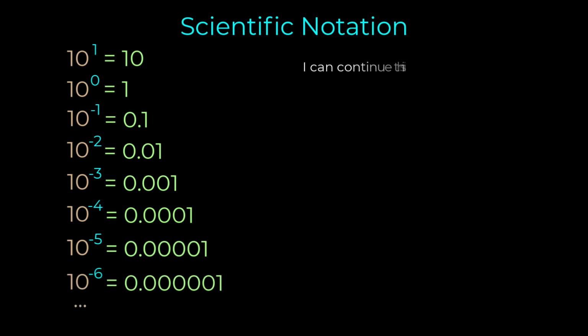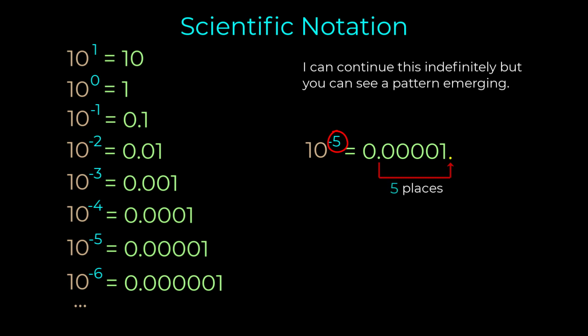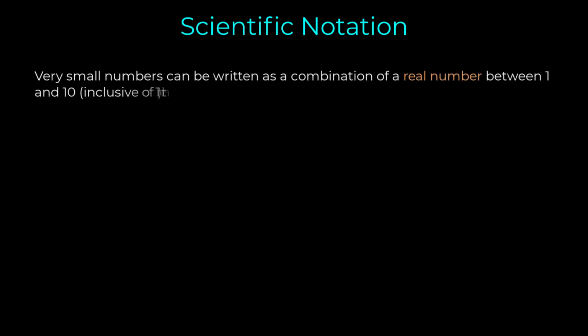I can continue this indefinitely, but you can see a pattern emerging. The negative exponent of 10 is the number of places you would have to move the decimal point in order to get the 1 in the ones place. That is, the first place to the left of the decimal. In a similar manner to what we did with very large numbers, very small numbers can be written as a combination of a real number between 1 and 10, again inclusive of 1, times a power of 10.